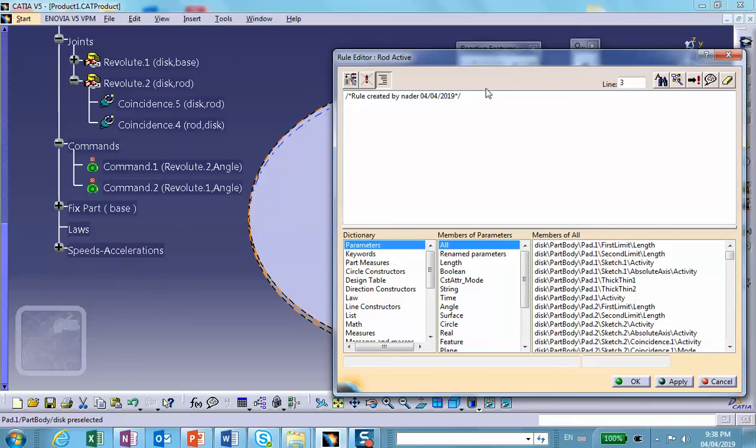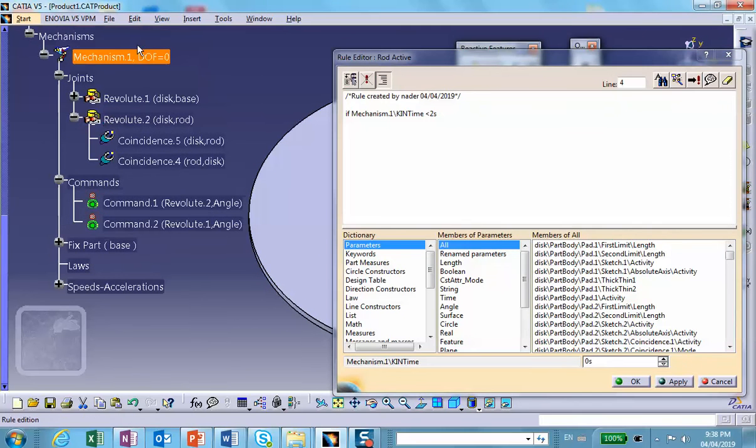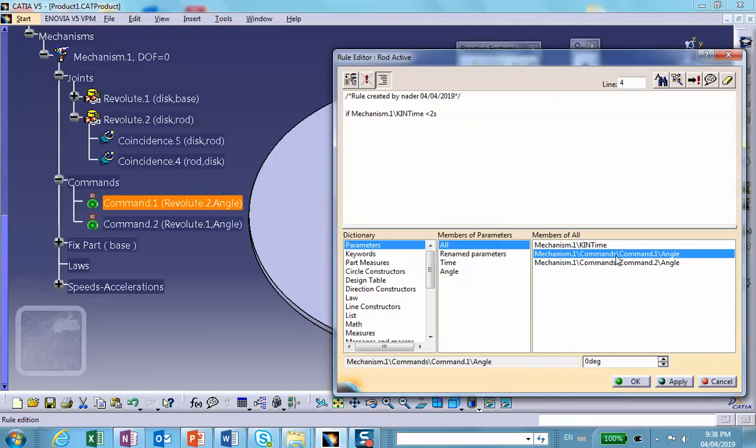And what do we got here? If time is less than 2 seconds. Okay. For my mechanism, this is all I want. And command 1 is for Revolute 2, which is the rod. That's correct. So command 1, this is correct. Yeah, this is for Revolute 2, which is actually the rod. Okay, very good. So this is equal to, let me see now, 90 degrees divided by 1 second times time, degrees, deg. Okay, times time, there's a time.